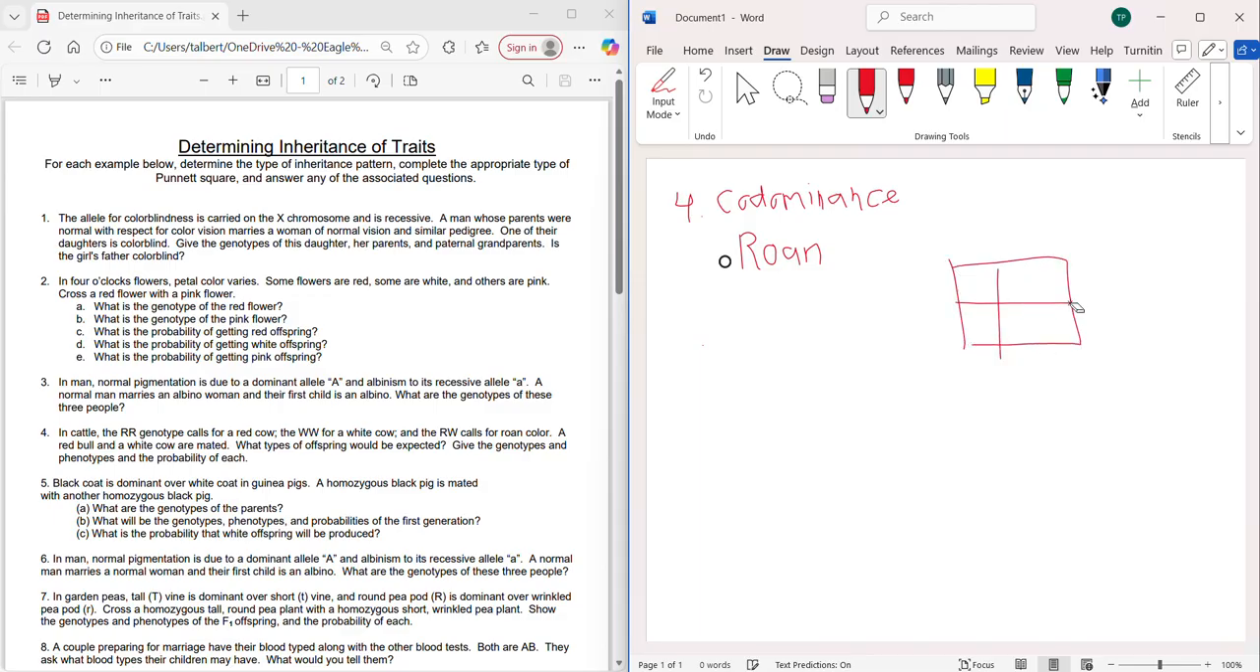It says that a normal man marries an albino woman, so you would be crossing. I'm sorry. That's number 3. Number 4, I was very confused. It says a red bull and a white cow are mated. So red bull and white cow. So this would be your Punnett square, RW, RW, RW, and RW. And 100% roan. Great.